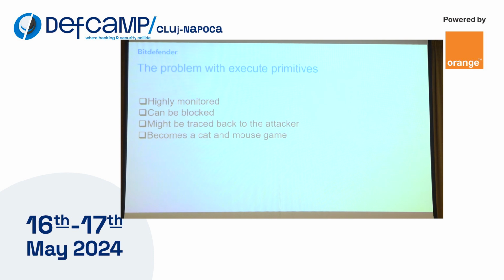They can also be blocked depending on the execute primitive. And depending on the execute primitive, it might be traced back to the attacker to get a full history of the chain of attack if you want. Now, coming up with a new execute primitive every time one gets monitored becomes a cat and mouse game. The black hats will find a new shiny execute primitive, use it in an attack, and the white hats will find out about it, block against it, and so on and so forth.